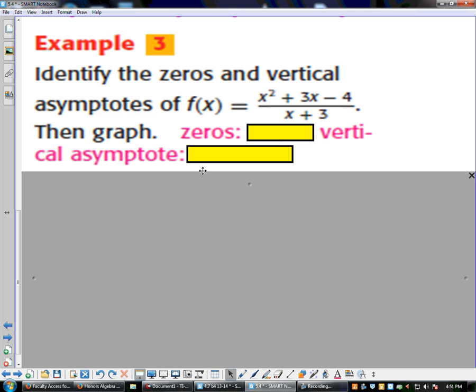Okay, so I would like you to call this Notes Must Do number 2. All right, and if this is Notes Must Do number 2, I'm not going to ask you to graph this one, but I am just going to ask you to identify the zeros and the vertical asymptotes. You do not need to graph it. All right, so for this, if you're going to find the zeros, don't forget that's going to come from when you set this numerator equal to 0. And to find the vertical asymptote, that involves the denominator and setting that equal to 0. So that is Notes Must Do number 2.